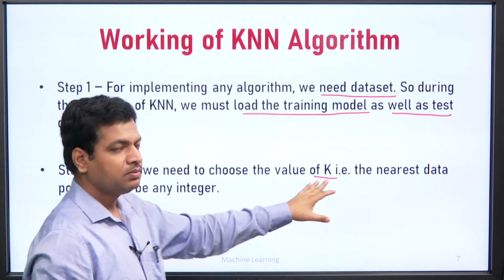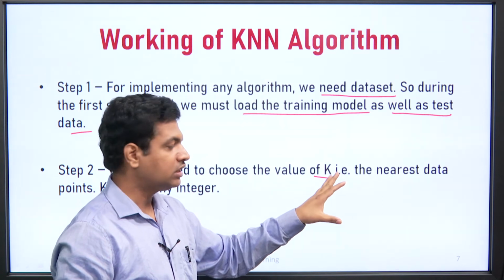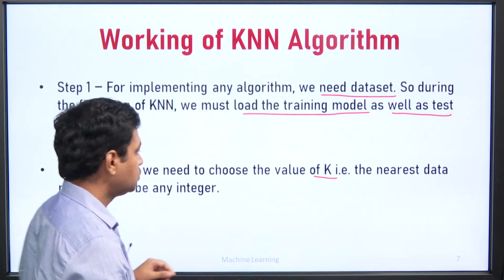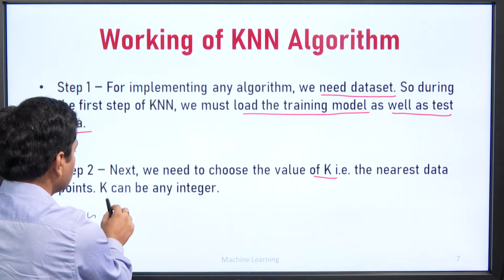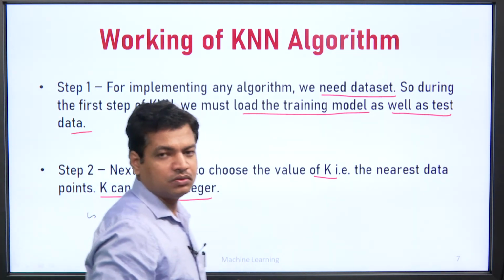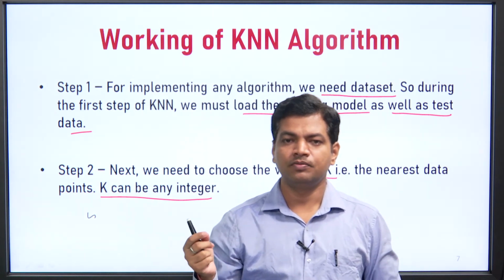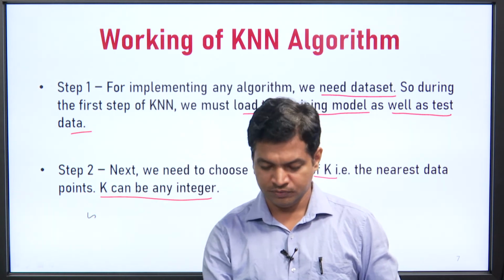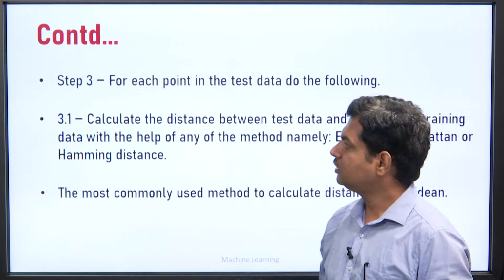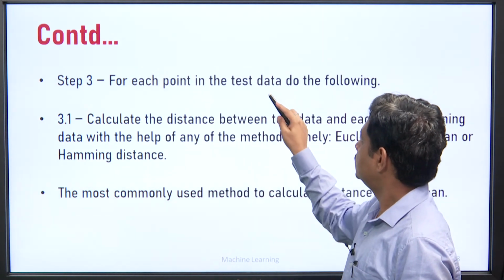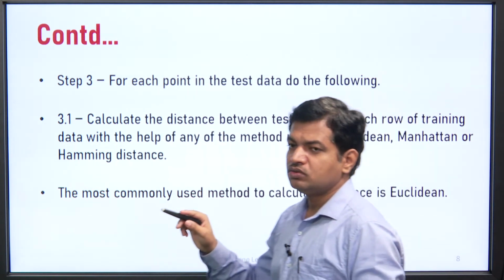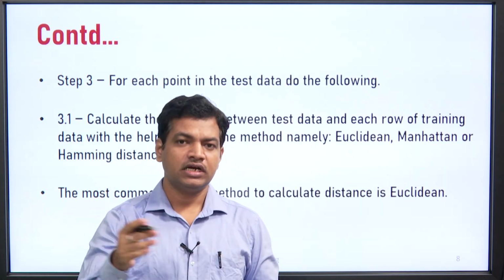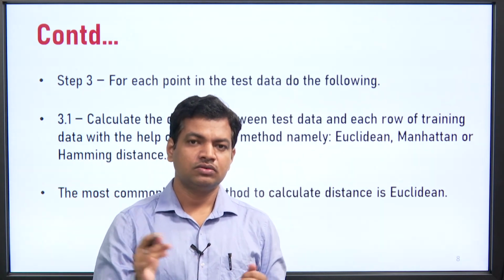K is nothing but an integer, and that integer says how many neighbors are surrounding that particular entity. So, the nearest neighbor count k can be any integer. We will see how the optimum value of k is determined. So, in step 3, for each point in the data set, we need to calculate the distance between the reference point and the several other entities present around it.